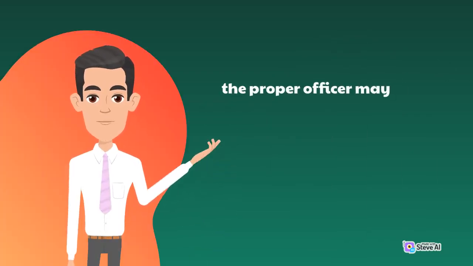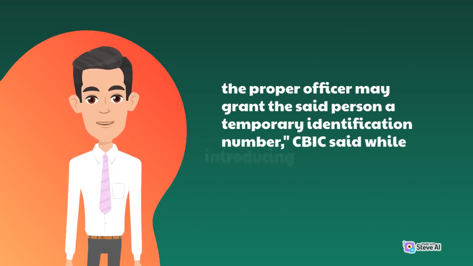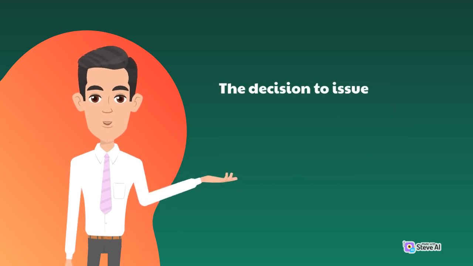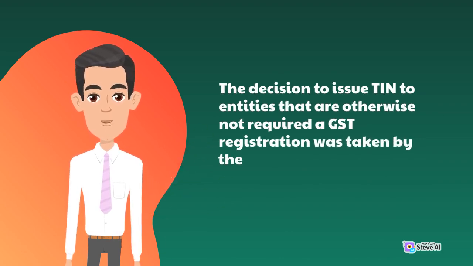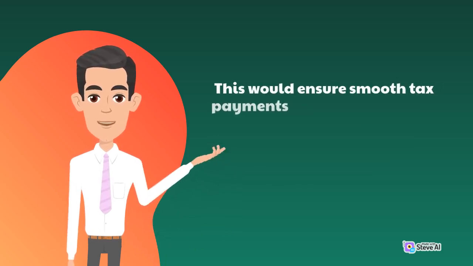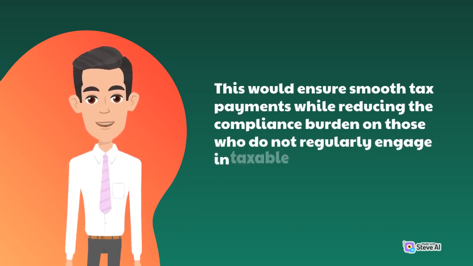The proper officer may grant the said person a temporary identification number, CBIC said while introducing Rule 16A in Central GST Rules. The decision to issue TIN to entities that are otherwise not required a GST registration was taken by the GST Council in its meeting last month. This would ensure smooth tax payments while reducing the compliance burden on those who do not regularly engage in taxable activities.